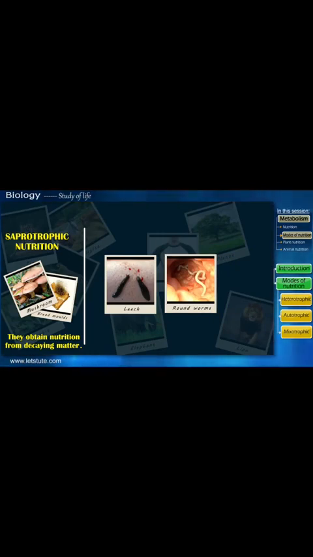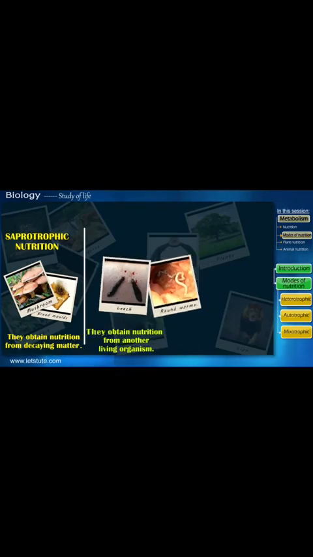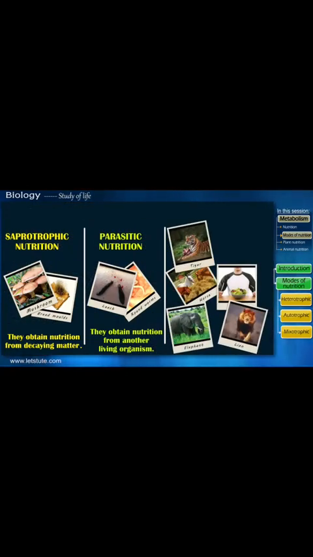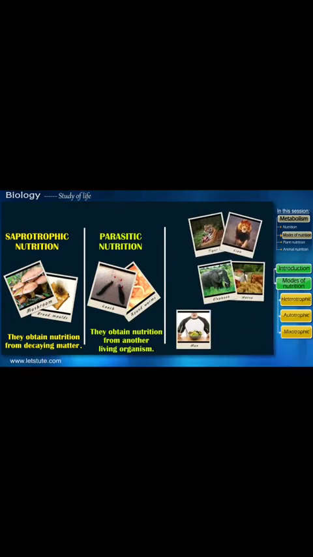Now, this way of acquiring nutrition from another living organism without actually killing the host is called the parasitic mode of nutrition. Let's move ahead and see how some higher forms of animals acquire their nutrition. Let's group them according to their food preference.